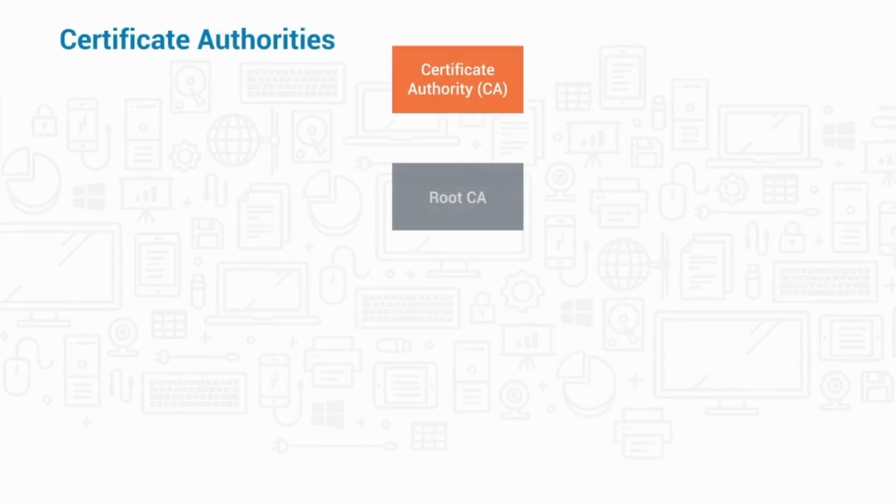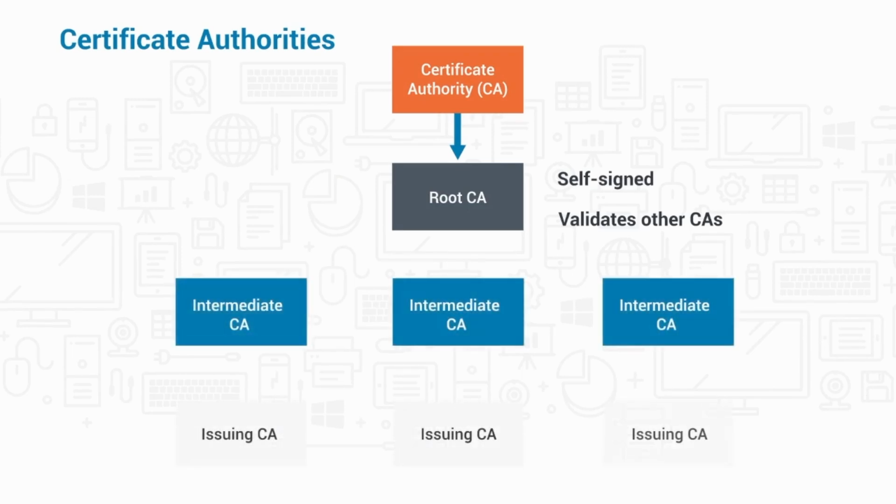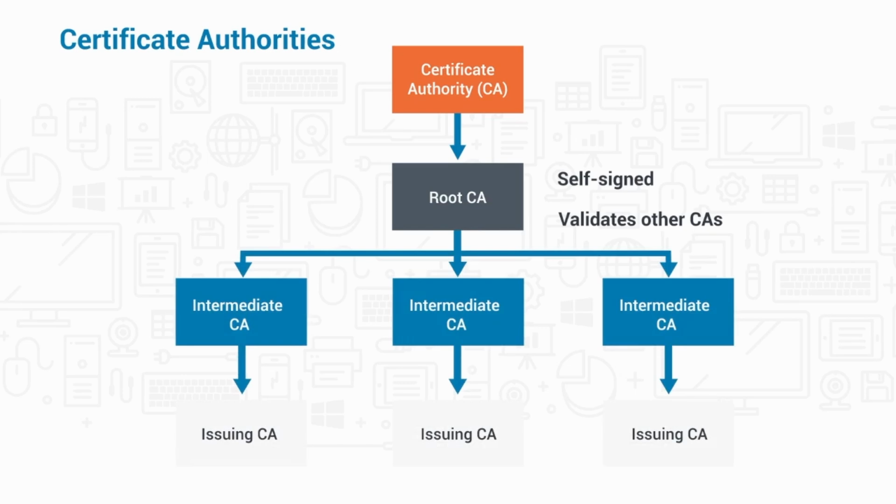The first CA is the root CA. This is a self-signed certificate that's used to validate additional CAs. These subordinate CAs are also known as intermediate CAs. We can have multiple intermediate CAs based on their policies and regulations. The intermediate CAs validate the issuing certificate authorities, and the issuing CA is the one that hands out the certificates.